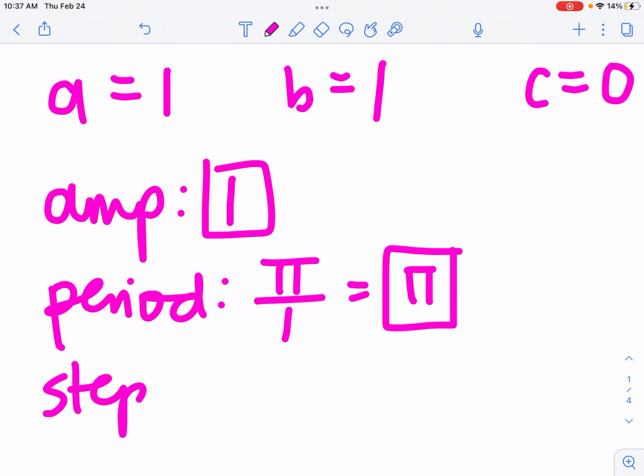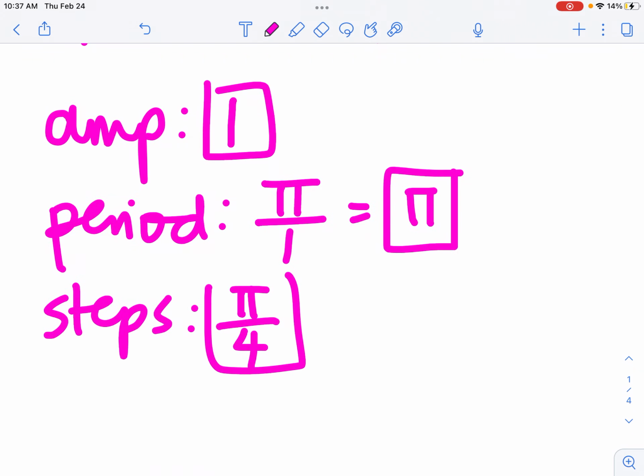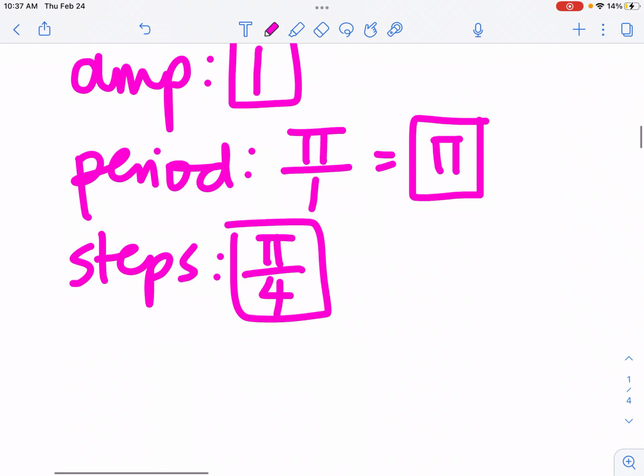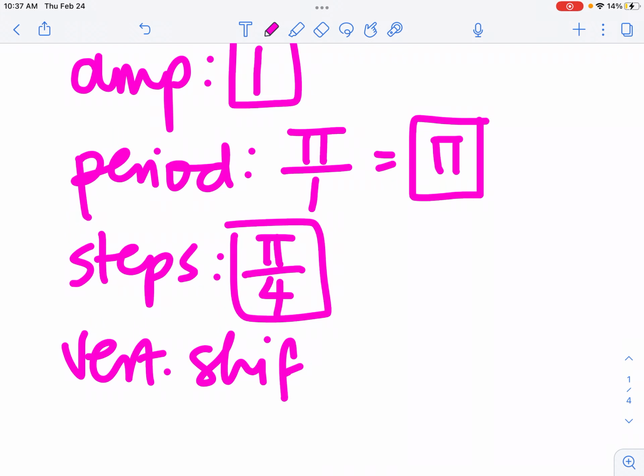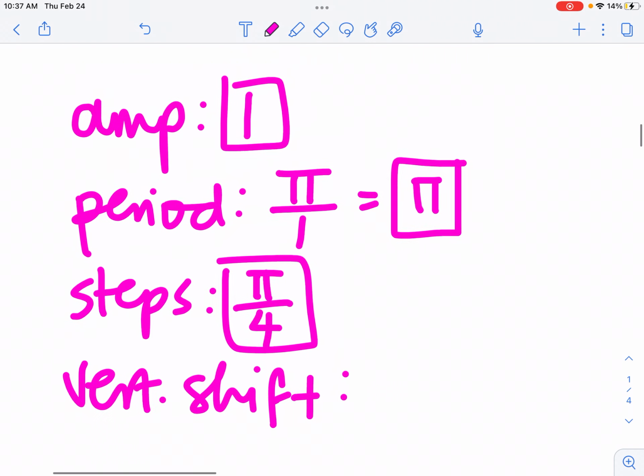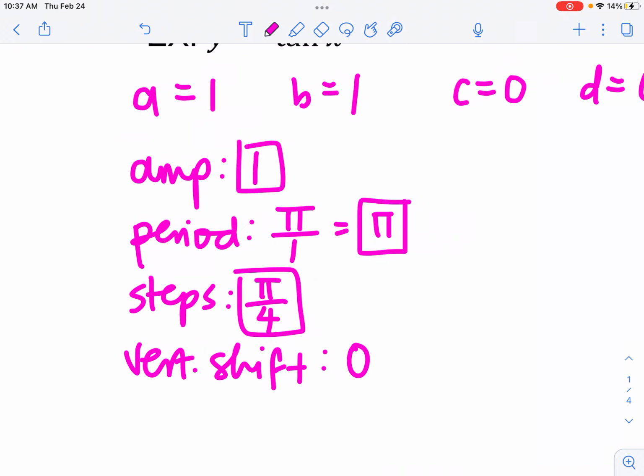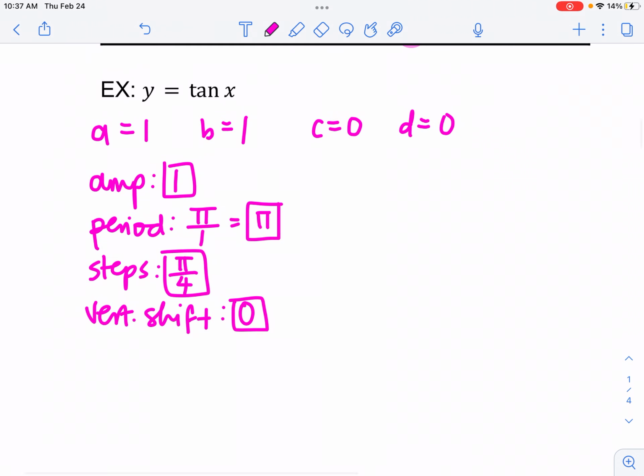Next, we want our steps. Our steps will be period divided by 4. If my period is pi, then my steps will be pi divided by 4. And let's go ahead and find our vertical shift. And that's just our D. Remember, D is 0, so there we go. Okay, there's all the parts that we need.